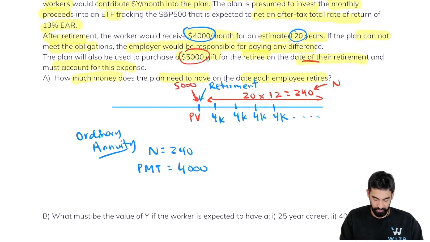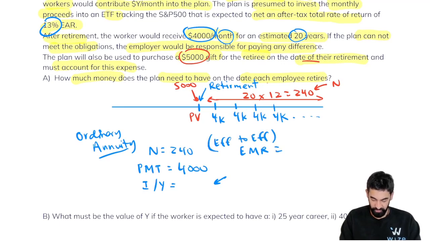And what is your effective annual rate? That's your I/Y, it's 13%. But the payments are being made monthly. So how can I find the effective monthly rate? You have to use your effective to effective formula. What was the effective to effective formula? Remember, we had that in our cheat sheet. To get my effective monthly rate, I'm going to do 1 plus K, whatever was the effective annual rate, to the power of old F over new F, minus 1.